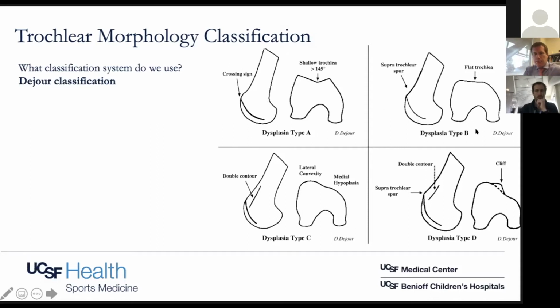Type B is a flat trochlea. So we've gone from shallow to flat. And with that, you see a supratrochlear spur. You don't have that normal morphology of the groove, and it's just flat across there. So that spur is reflected on the lateral x-ray. And then type C has this lateral convexity and medial hypoplasia. And with that, you see this double contour on the lateral x-ray. If you're imagining this in that projection, type D has the supratrochlear spur and the double contour. And then this is a cliff.